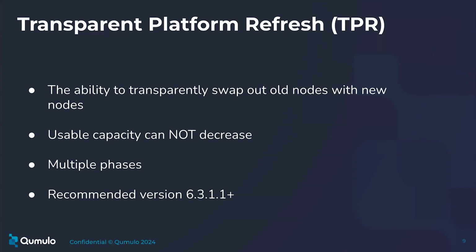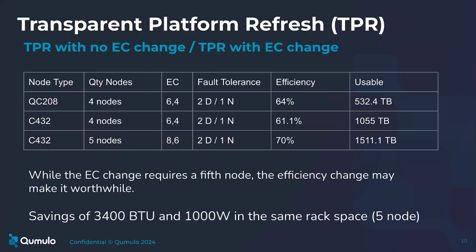All right, so let's take a look at how this monster works. So here we have 4 nodes of QC208 out here. It is my default 6.4. I got 2 drive, 1 node fault tolerance, sitting at about half a petabyte of space. If I TPR this thing straight up with some 432s, 4 node to 4 node, like for like, because 4 is my bare minimum. Again, I use a 6.4 encoding because that's what comes with a 4 node cluster. Gets me about 61% efficiency, but I have doubled my space effectively.